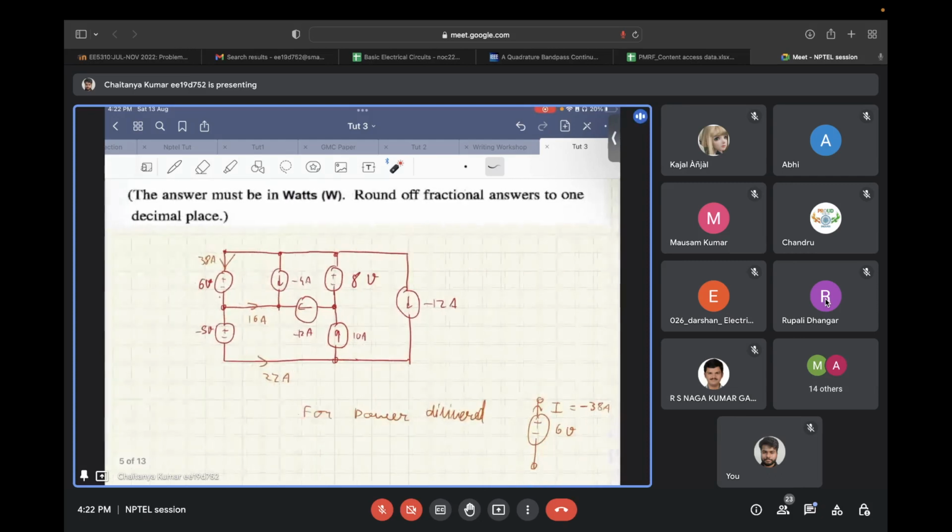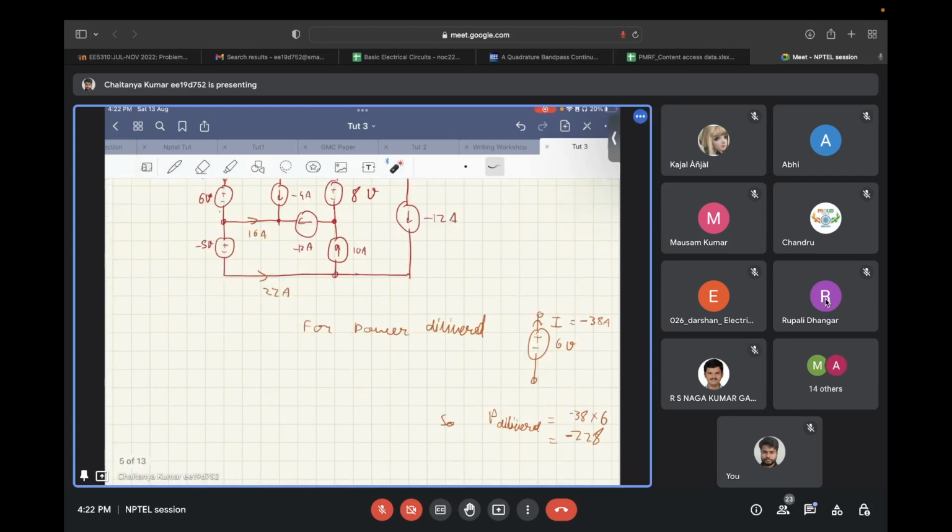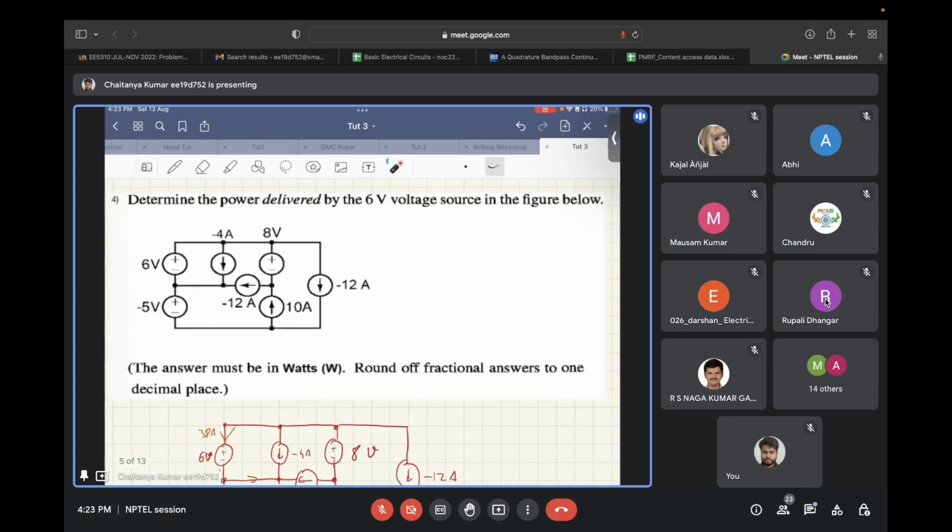So if you need to calculate the power that is delivered, you will have to see what current is flowing out of the positive terminal of this 6 volt voltage source, and that is minus 38 amperes. So the power delivered will be minus 228 watts, and it won't be 228 watts. So please keep in mind what is asked in the question, whether it is power absorbed or power delivered, and accordingly take care of the sign. Any doubts in this? No, sir.